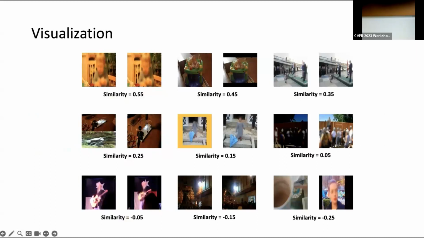Okay, finally, we can get some visualization. You can see the largest similarity equals 0.55. The two images seem very similar without any difference. When the similarity becomes a little smaller, 0.45, the two images have some difference. At a similarity of 0.35, there is a bigger difference. And if the similarity is lower than 0, the difference is very big, especially at a similarity of minus 0.25. The two images are very different.